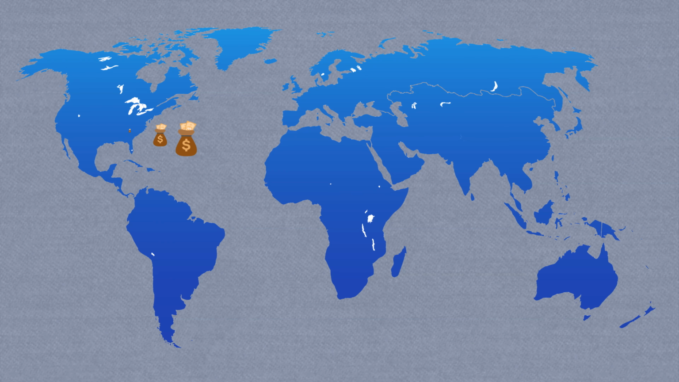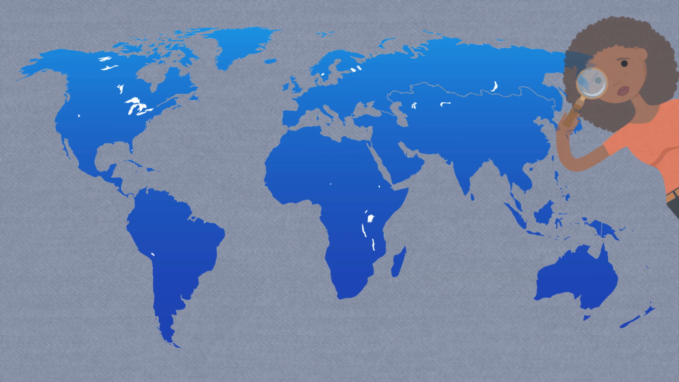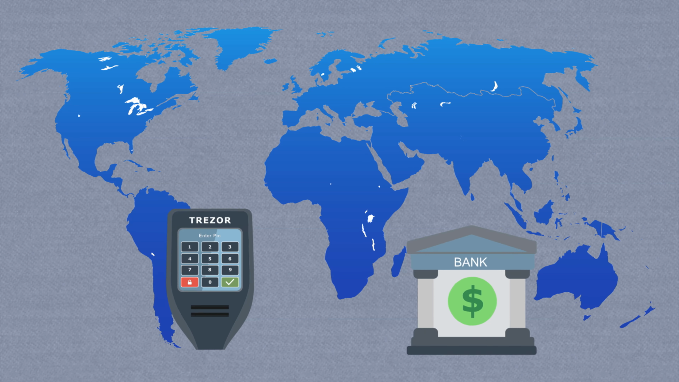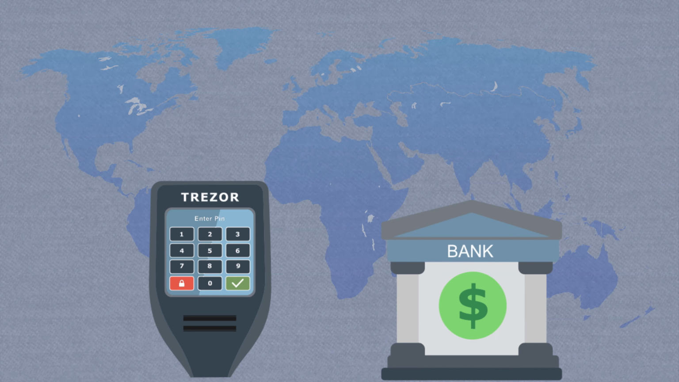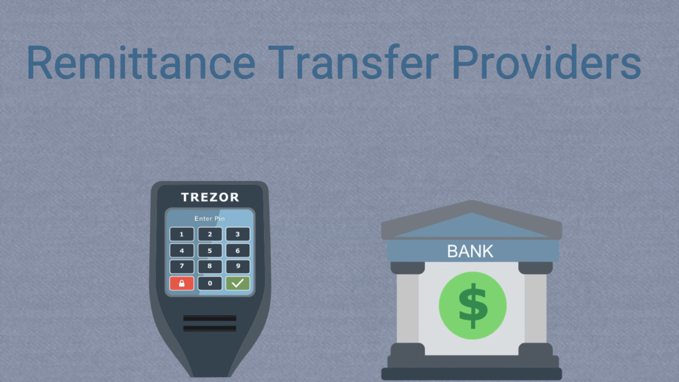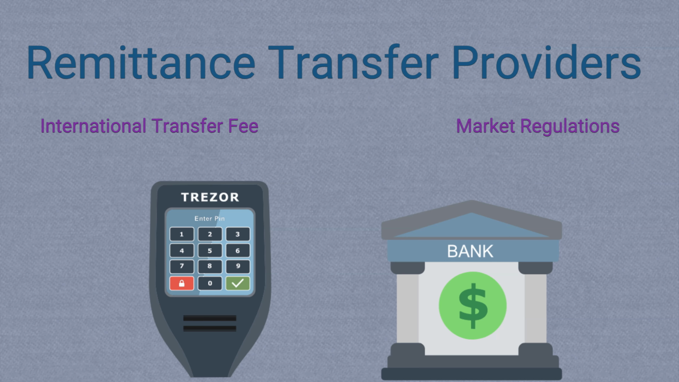Moving money from country A to country B sounds simple in theory. The logistics of such a transfer, though, are actually complex. Companies handling these cash flows, called remittance transfer providers or operators, have to deal with factors like cross-border transfer fees and market regulations, not to mention hiring and paying their own staff.